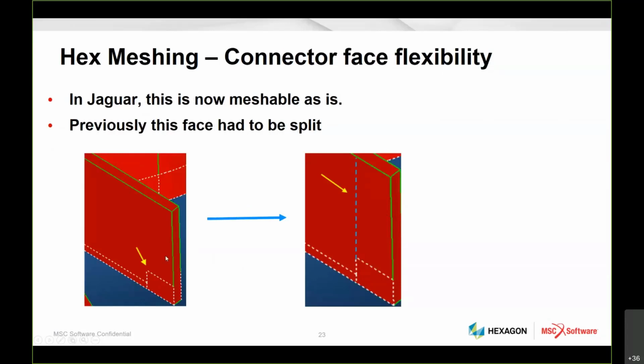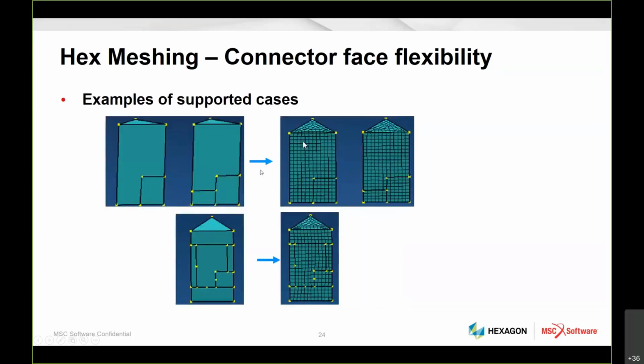Very useful. It's very common we have a machine part with different thicknesses. You have this step here, in IL. You couldn't automatically mesh this. You had to put a split up here, right here. Now in Jaguar, all these cases are recognized. We can mesh these cases automatically now if these are the connector faces. So all these can be meshed.